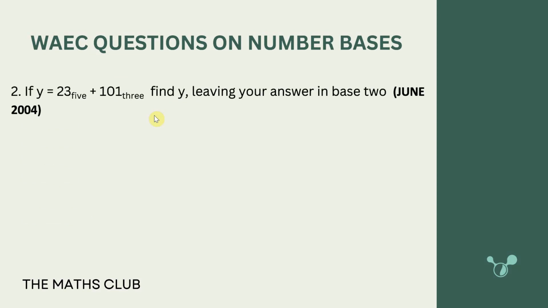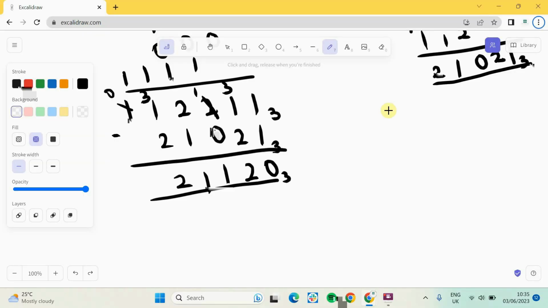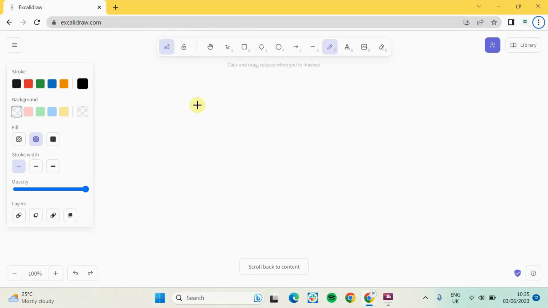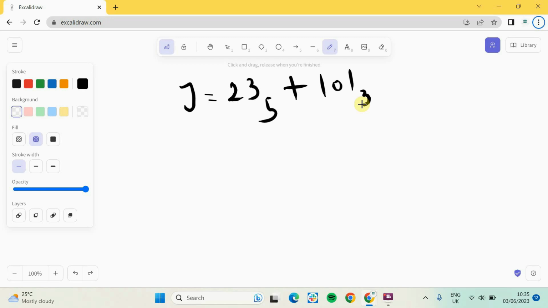So number 2 says, if y is equal to 23 base 5 plus 101 base 3, find y, leaving your answer in base 2. Right? So if y is equal to 23 in base 5 plus 101 in base 3. If you've been following us, I will advise that you actually pause the video and try it out yourself.